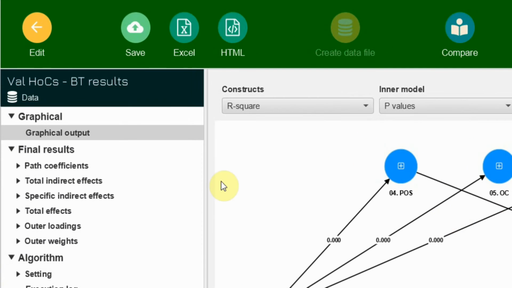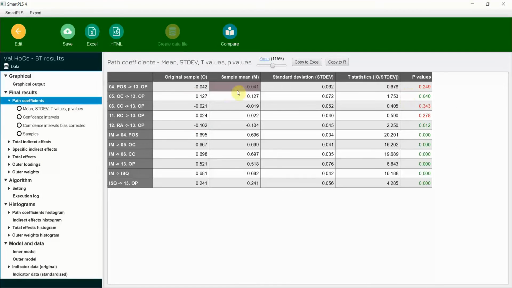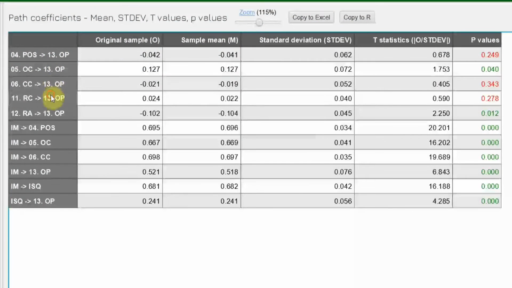Now here are your results. So go to path coefficients here and let's see. These are the proposed relationships in my study. The p-value over 0.05 shows that this particular relationship in this particular study is insignificant. Whereas these green ones are less than 0.05 and they show that these proposed relationships are significant. For instance, the impact of IM, which is the formative construct, reflective formative, the impact of IM on OP is significant. Now, how do I report these direct relationships?